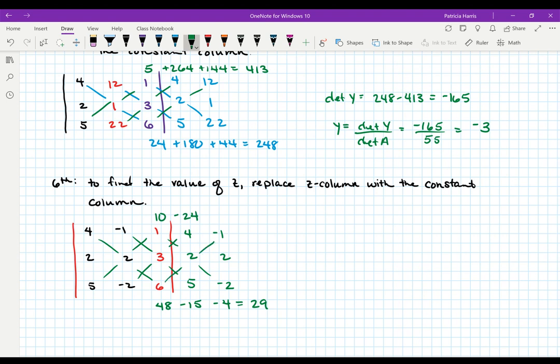Uh-oh. Do you see what I did? I didn't replace my Z column. So we're going to have to start over a little bit. I forgot to replace my Z column with the constant column. That is one of the mistakes that you can make when you're distracted.